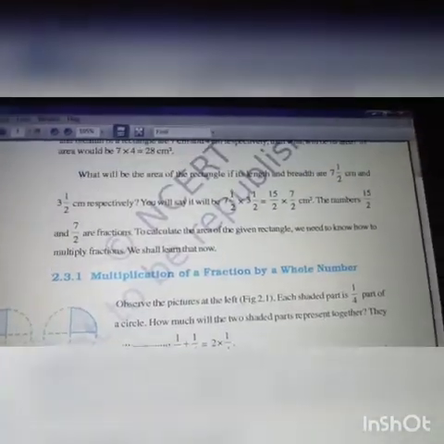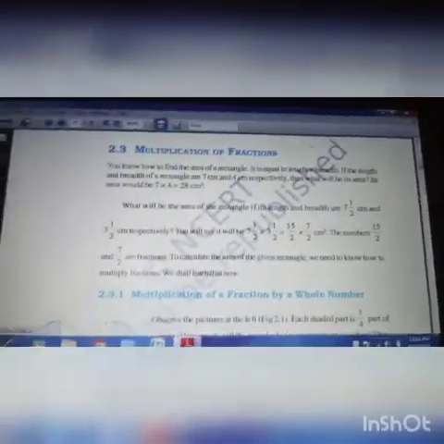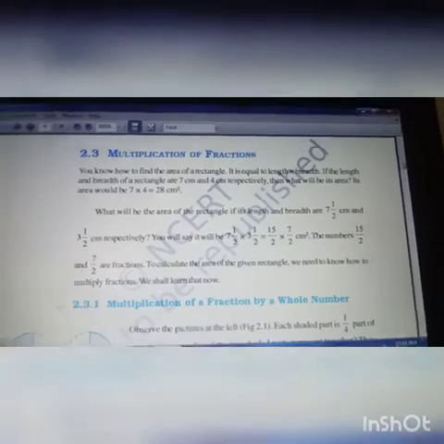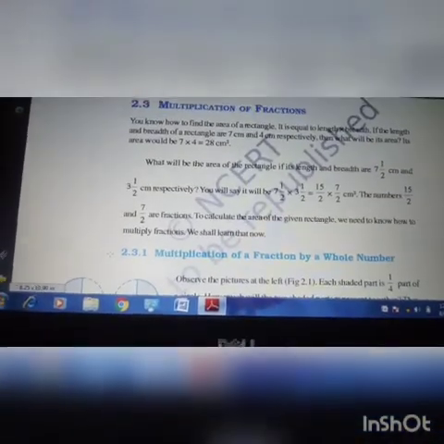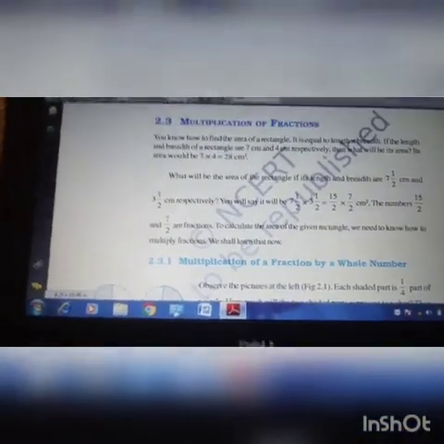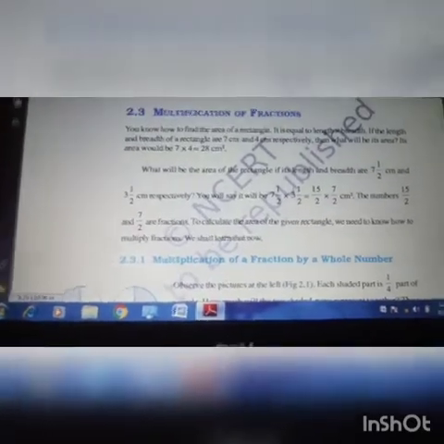Multiplication of fractions. What's meant by multiplication of fractions? In multiplication, you don't want to see whether our denominators are same. Denominator can be different also, no problem. What you are doing in multiplication, numerator into numerator and write the answer, denominator into denominator and write the answer.